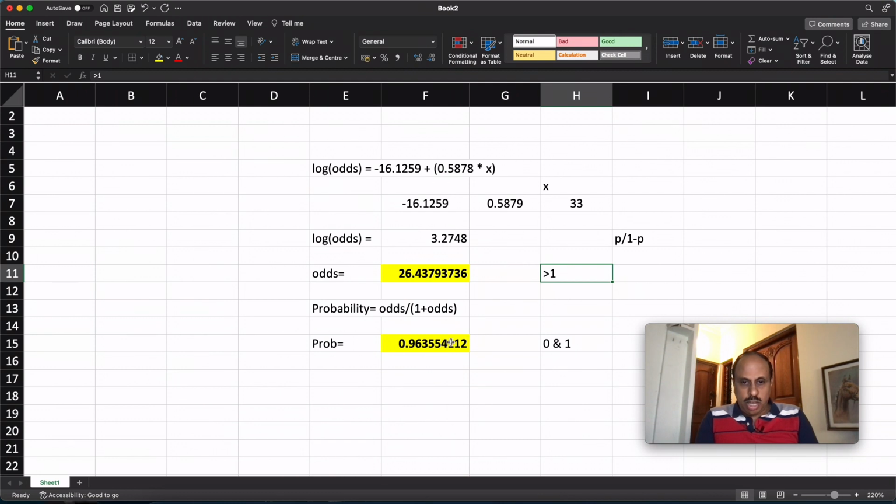Third question, you observe this probability, it will approach 1 or it will approach 0 depending on different values of x. Here are 2 questions related to probability. For exactly what value of the probability will you get odds equal to 1? See here, for the value of 33, we have the probability 0.96 and odds is 26.43. For what value of probability, odds would be 1? Okay, that's the third question. Fourth question, for what value of probability, odds is not defined? Hope you are clear on the question. Fourth question. For what value of probability, odds is undefined?